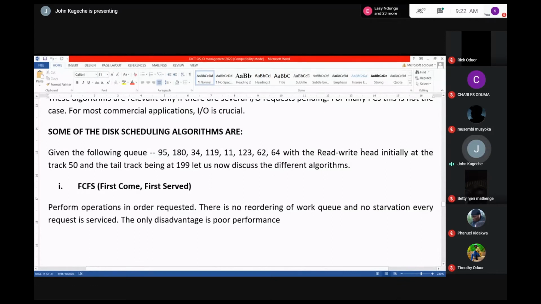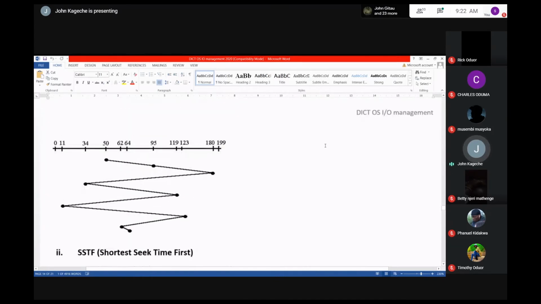Now with the read-write head, you'll always be given the initial position, maybe at track 50. And the tail track is the last track. This particular disk is 199, so you begin from 0 and go up to 199. Maybe this is the way it should be.